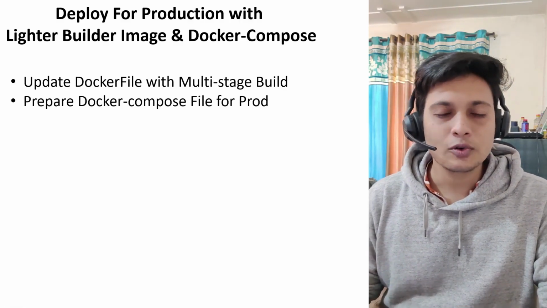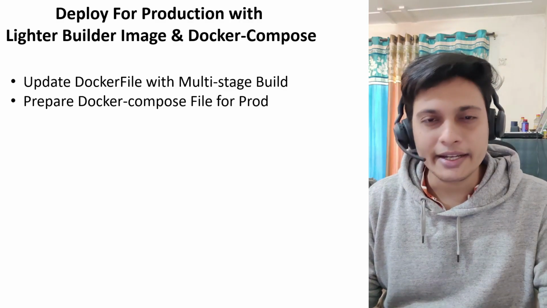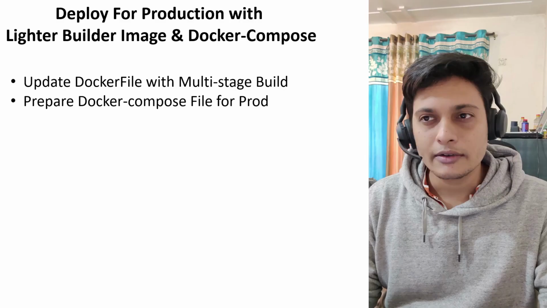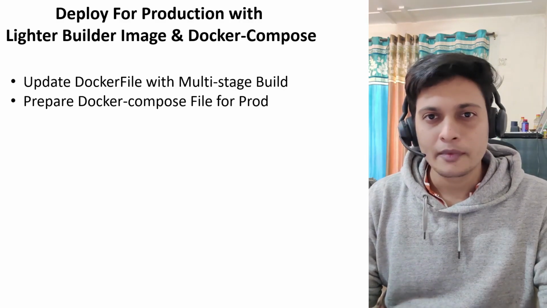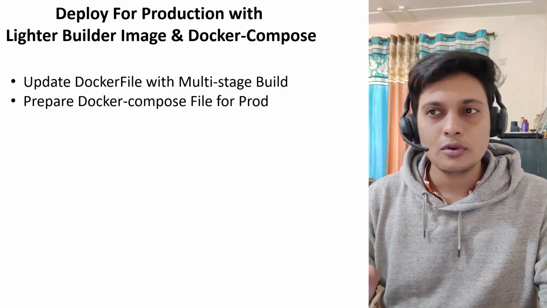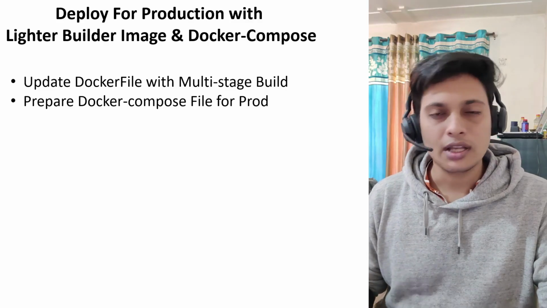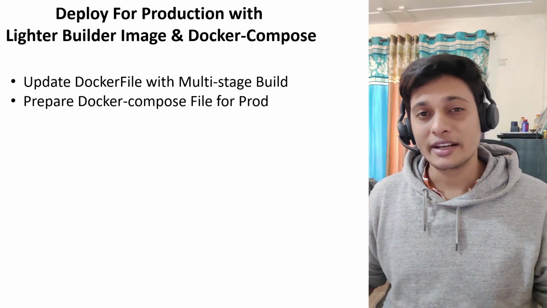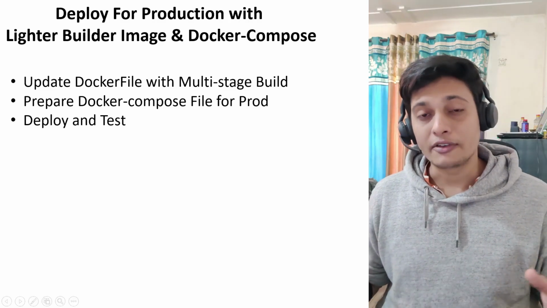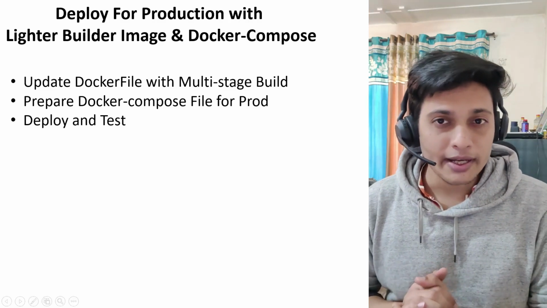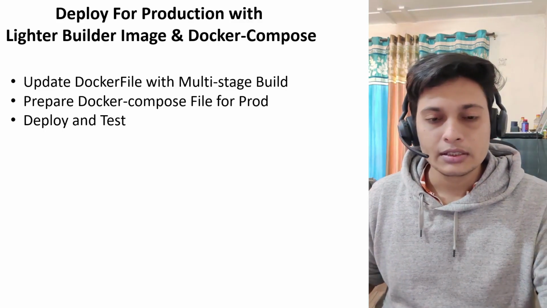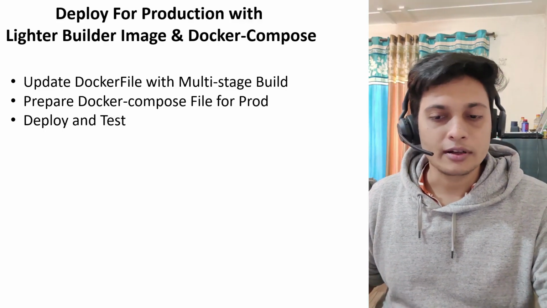Earlier, there were so many hard-coded things inside that Docker Compose file, which is a very bad thing for production. It should not be there. So we are going to eliminate all those hard-coded things from the Docker Compose file and make it ready for the production level. After doing that, we are going to deploy and test whether our application is working or not. Okay, so let's first start with the Dockerfile.